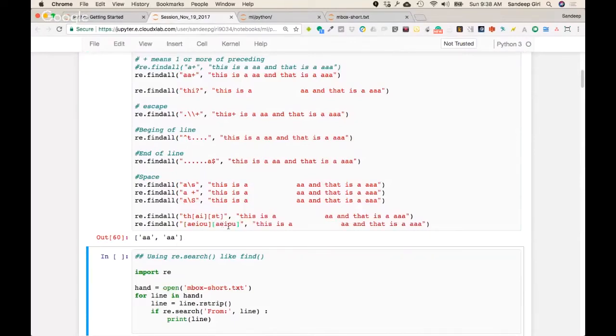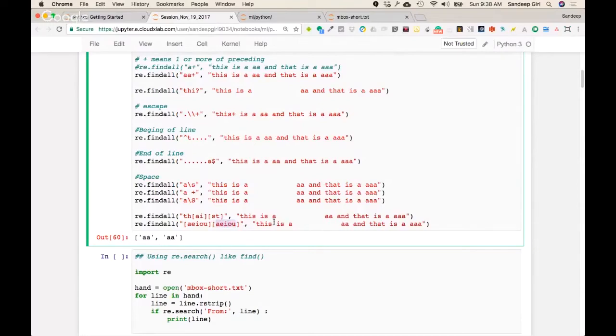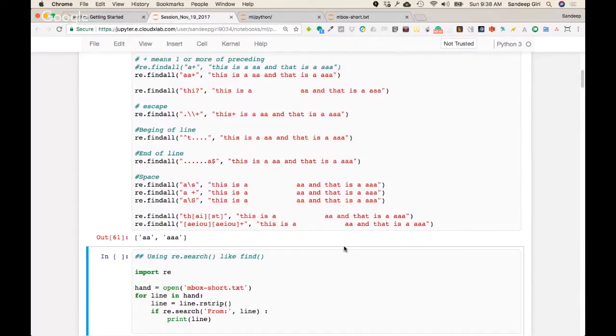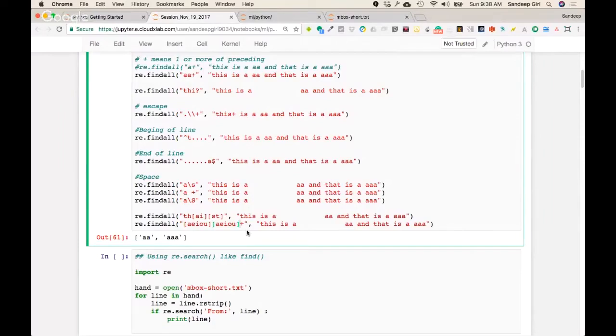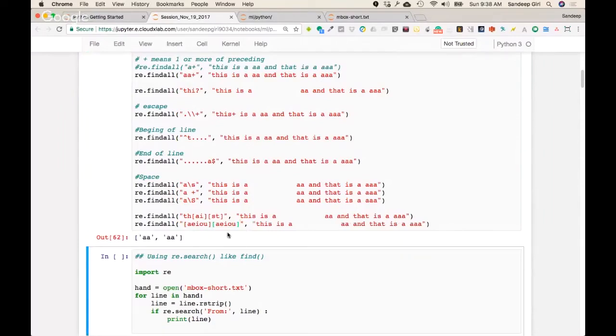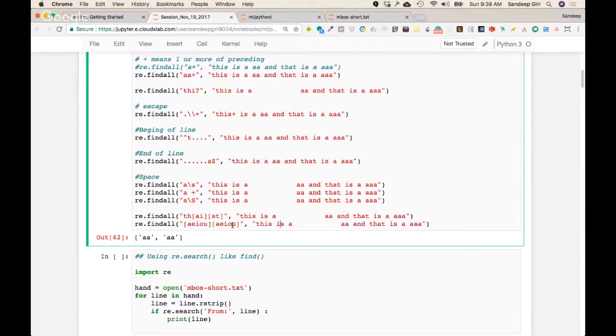You see that it has matched with this till here, but I'm wondering why did it not match with the last one? Because we just matched with two. So it will match with all these places where there are two vowels.